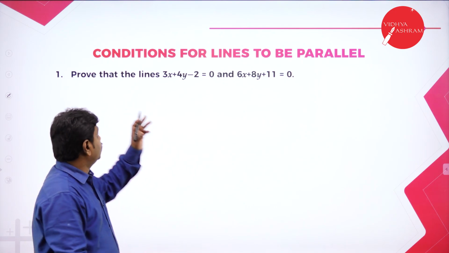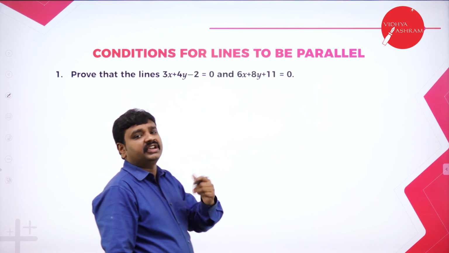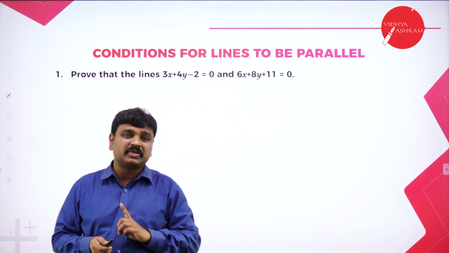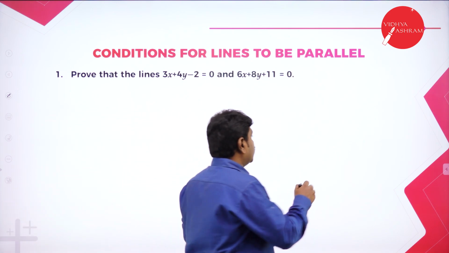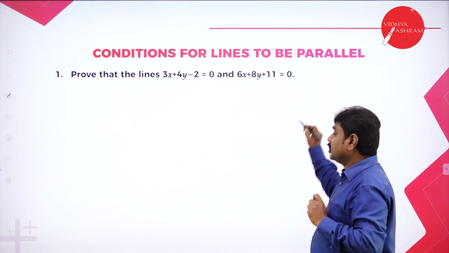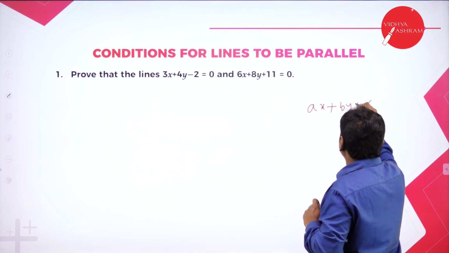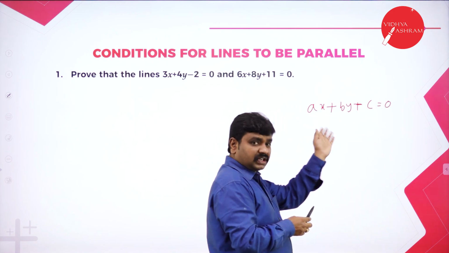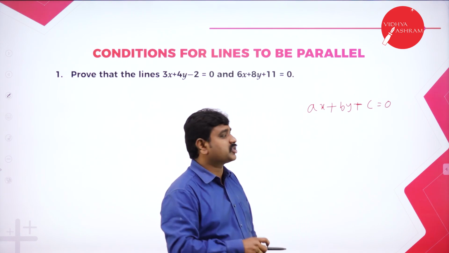Now, prove that the lines are perpendicular. If you want to prove the lines are perpendicular, just find slopes. To find slope, we have to write it in y is equal to mx plus c form. Instead of writing it into mx plus c form, I will give you a shortcut or simple direct method. You know, lines are in the general form, ax plus by plus c. Any linear equation of this form is a line. If I rearrange this into slope-intercept form, what is slope-intercept form? y is equal to mx plus c.